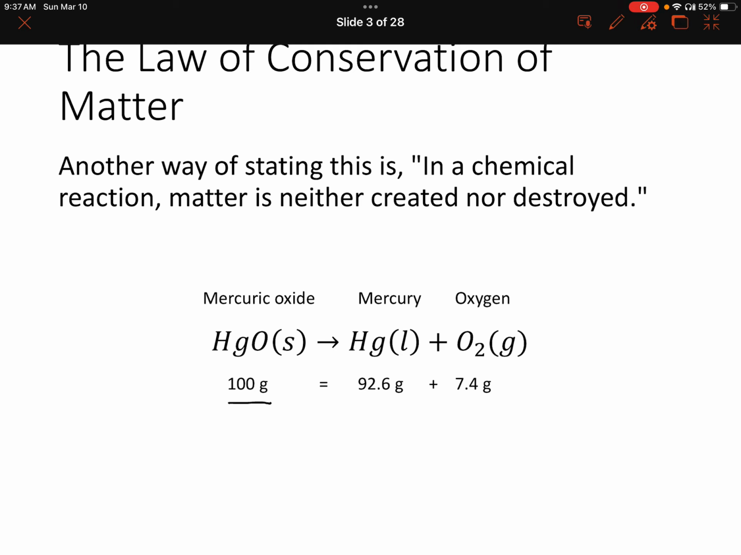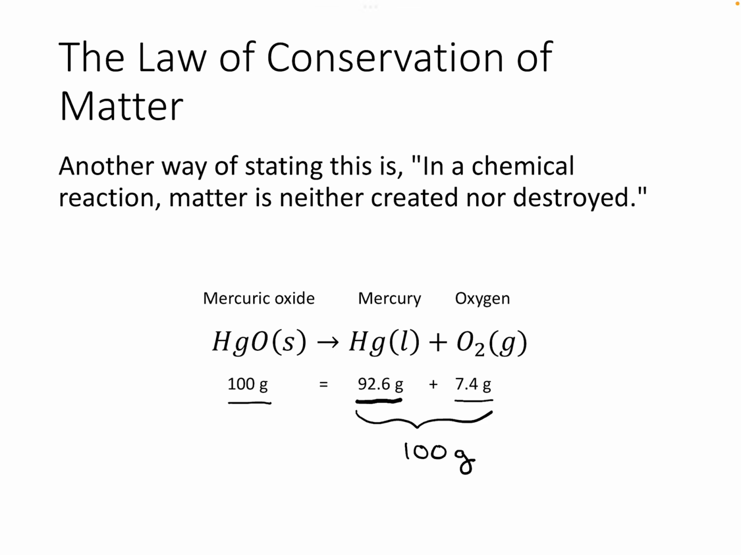So the amount of mercury we end up with is 92.6 grams, and the amount of oxygen is 7.4 grams. Now, if we add that together, we get 100 grams. So the mass on the left side of the reaction matches the mass on the right side of the reaction. So that's why sometimes this law is called the conservation of mass as well.